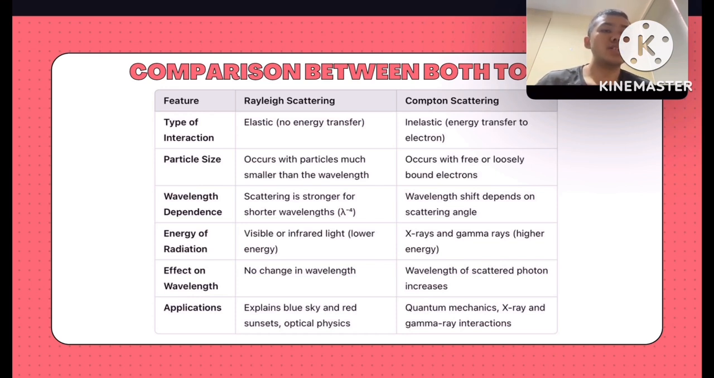Energy of radiation: Rayleigh is visible and infrared, that is lower energy than Compton, that is X-ray and gamma. And effect on wavelength: Rayleigh doesn't change the wavelength, but for Compton scattering the wavelength changes with the scattered photon angle increase. An application of Rayleigh scattering can be used to explain the blue sky and resonances, and even optical physics. But Compton scattering is used to explain quantum mechanics, X-ray and gamma ray interaction.